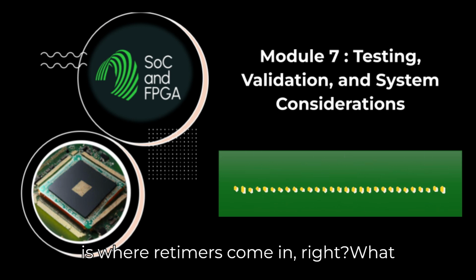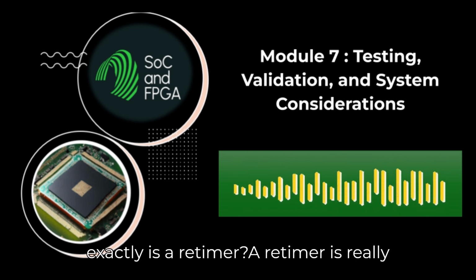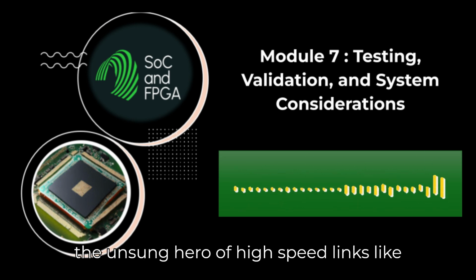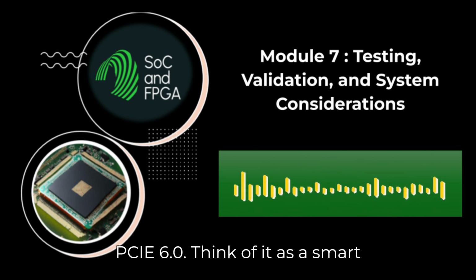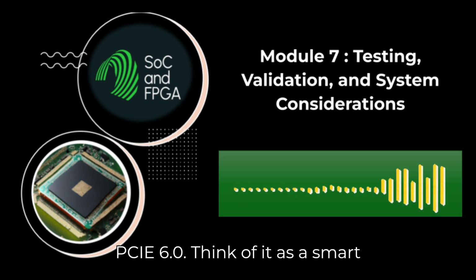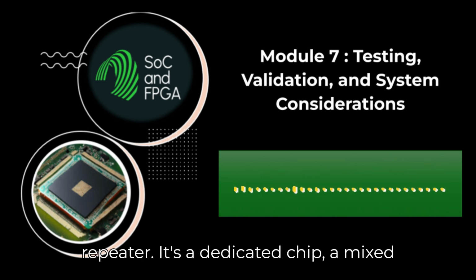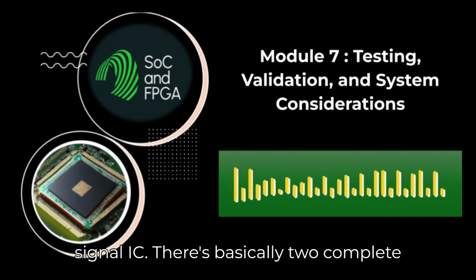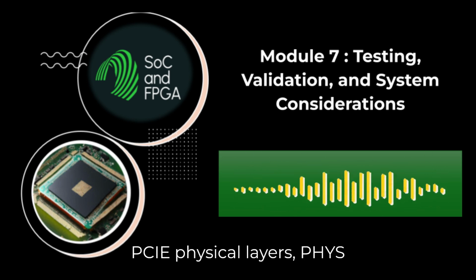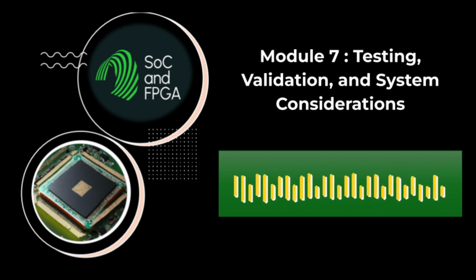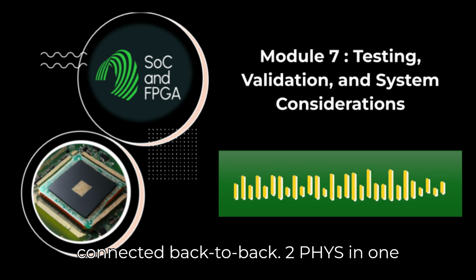This is where retimers come in, right? What exactly is a retimer? A retimer is really the unsung hero of high-speed links, like PCIe 6.0. Think of it as a smart repeater. It's a dedicated chip, a mixed signal IC. There's basically two complete PCIe physical layers, PHYs, connected back to back. Two PHYs in one chip.